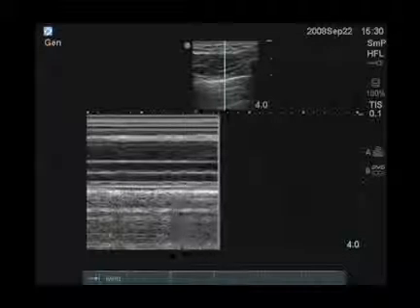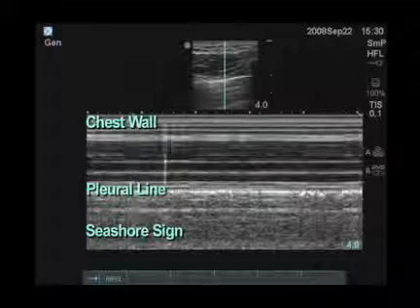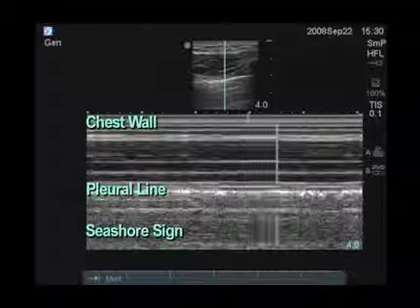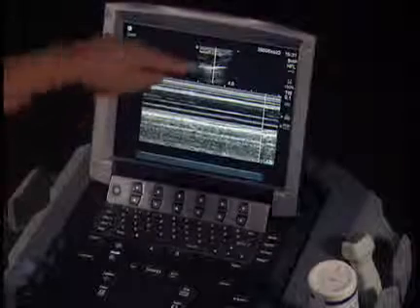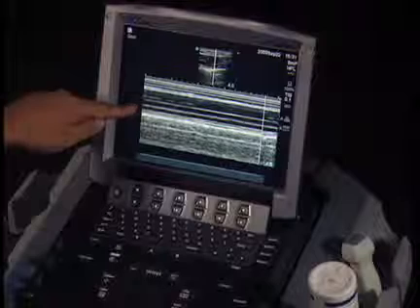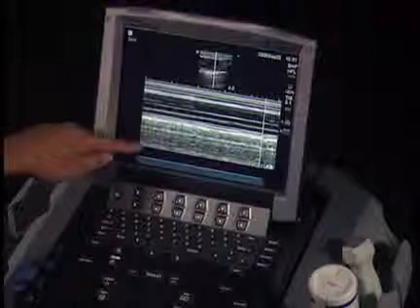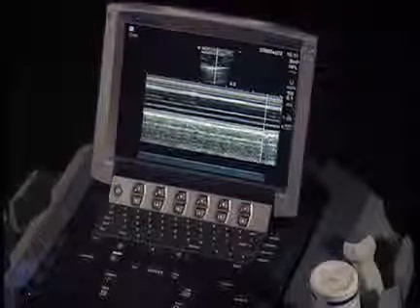And what we see now is a pattern that's called the seashore sign. And I'm going to freeze this. So now we have a frozen image of the M mode through the pleural line, and we see the shimmering line here, and we see here a classic seashore sign. And when you see this, this is still documentation of exclusion of a pneumothorax.